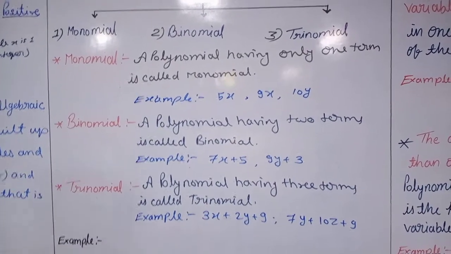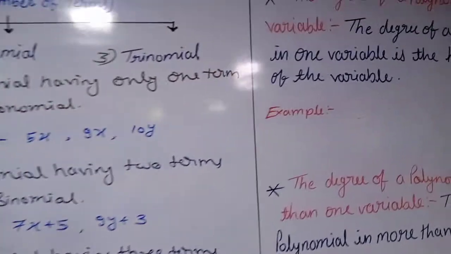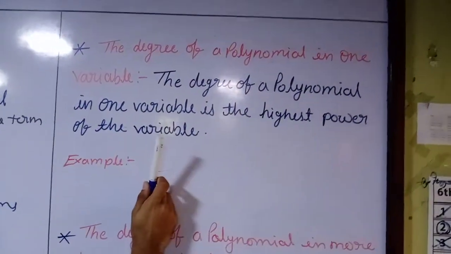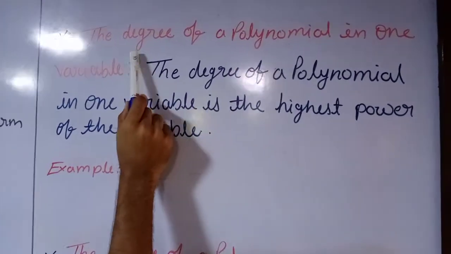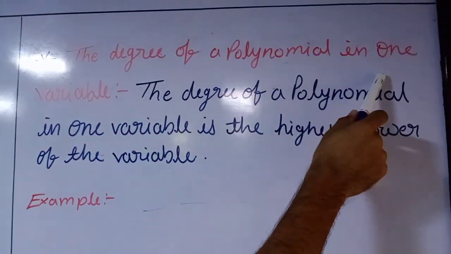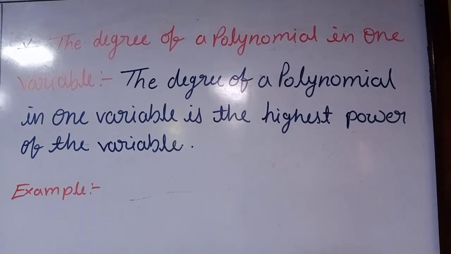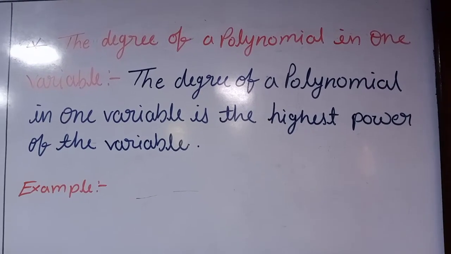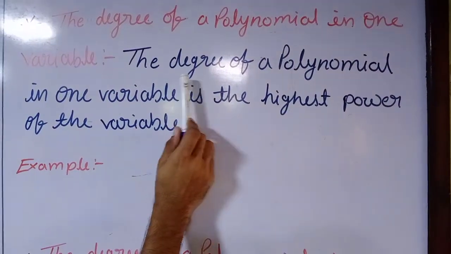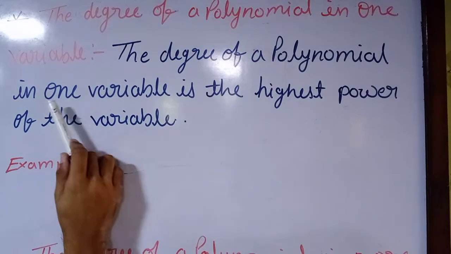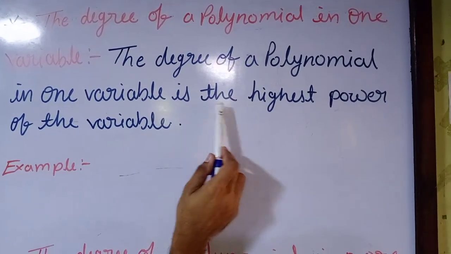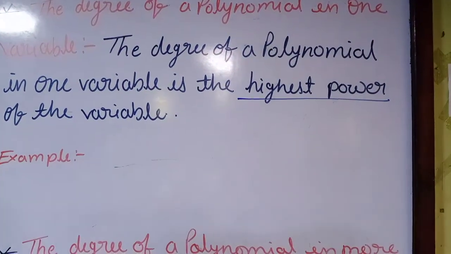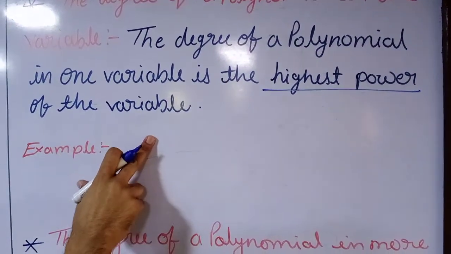Now come to the next concept, that is degree of a polynomial in one variable. That is most important. Whenever we have a polynomial and there is only one variable, how can we come to know what is the degree of that polynomial? The degree of a polynomial in one variable is the highest power of the variable. The highest power of the variable is called the degree.